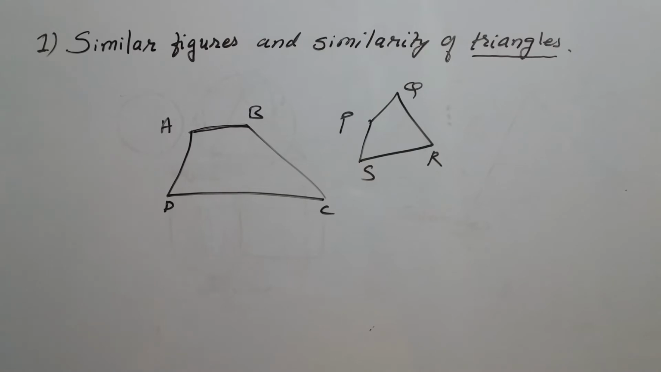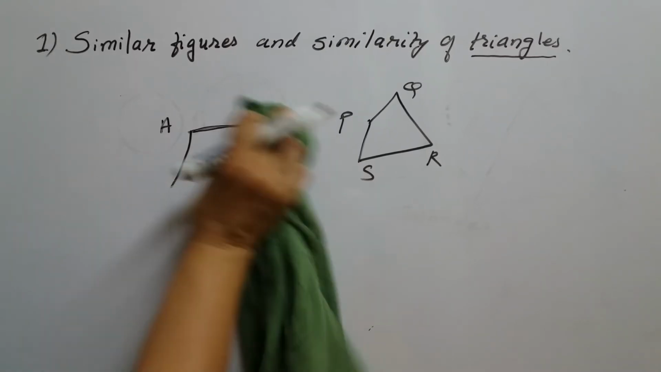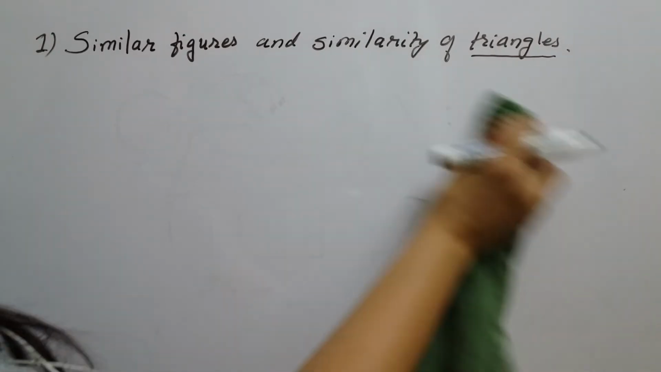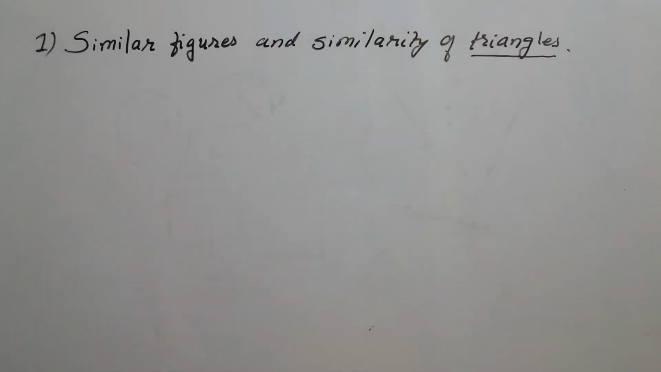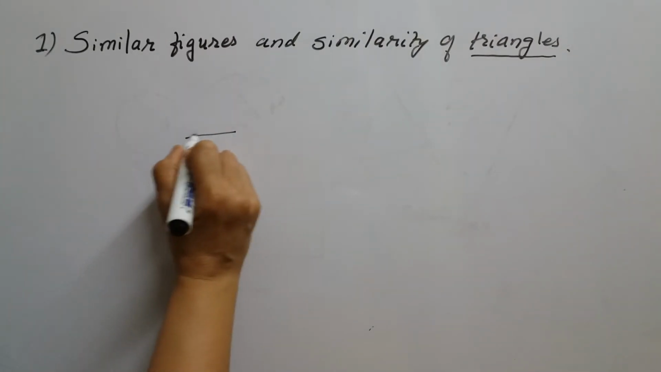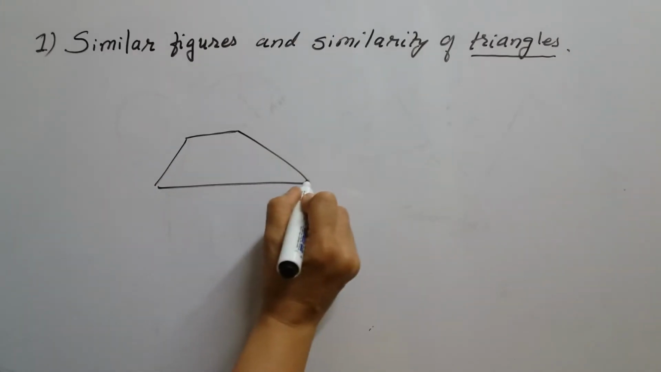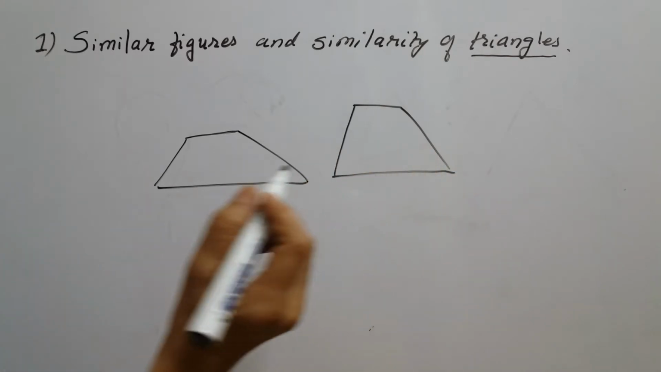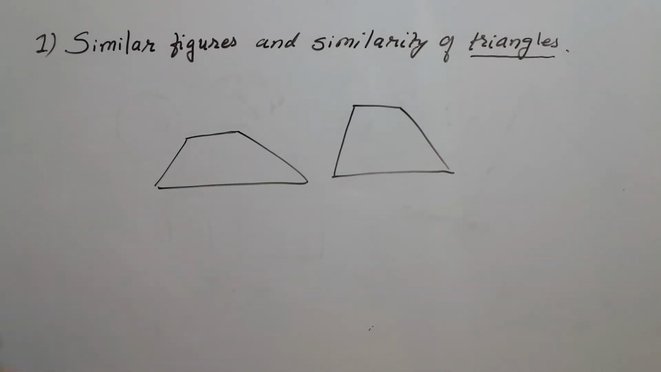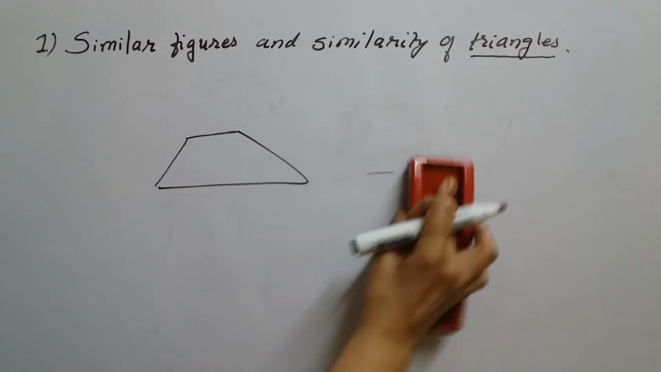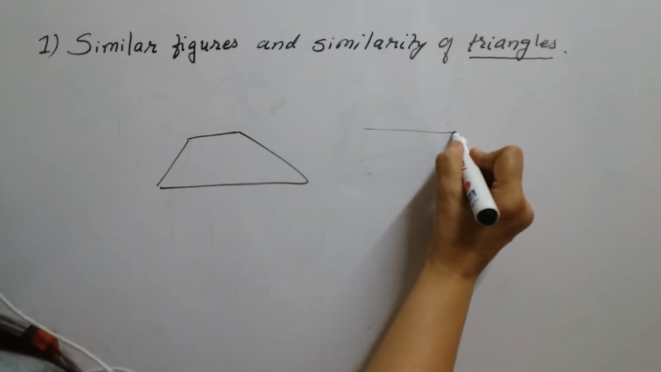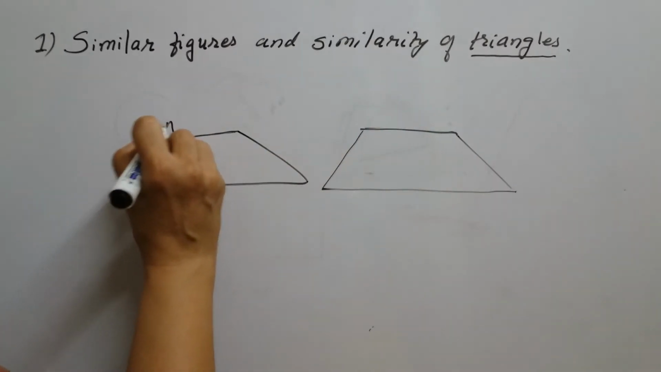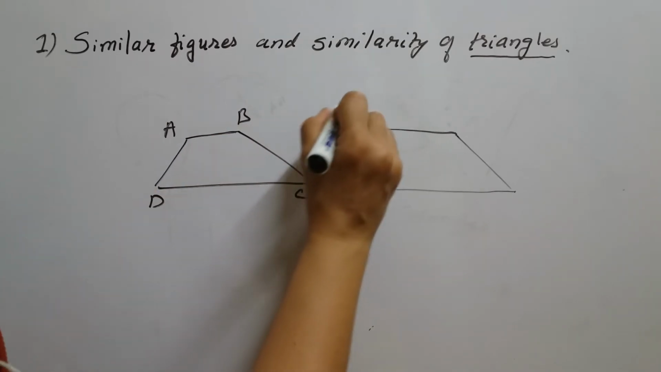Now in polygons, when you have to compare the polygons and talk about their similarity, what are we supposed to observe? Suppose I have two quadrilaterals, one is ABCD, the other is PQRS.